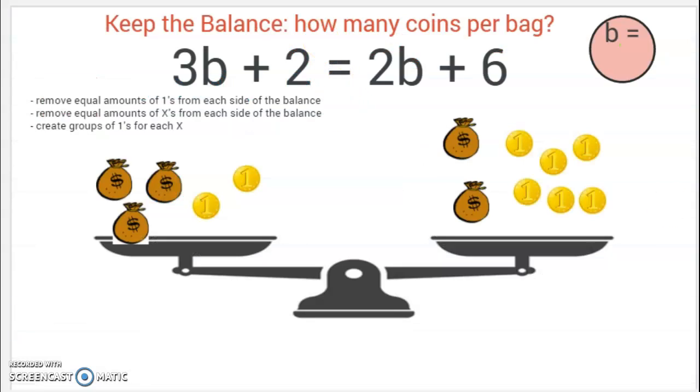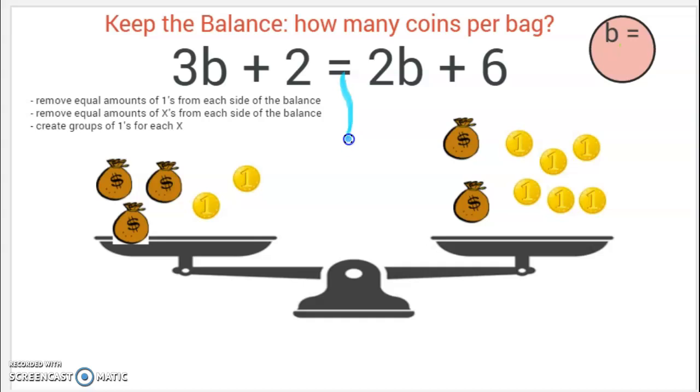Okay, we move to slide 4. Our first example is shown. We've got an equation that says 3b plus 2 is equal to 2b plus 6. If you look at your scale, there are 2 sides on it, a left side and a right side, and that is what we see in our equation as well.